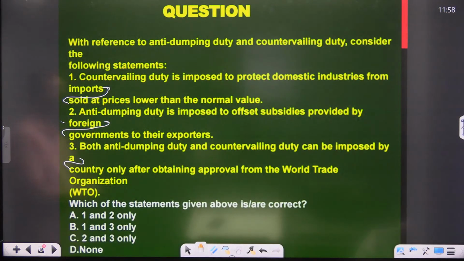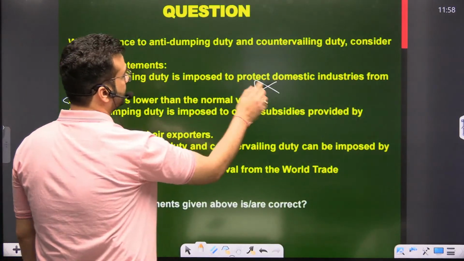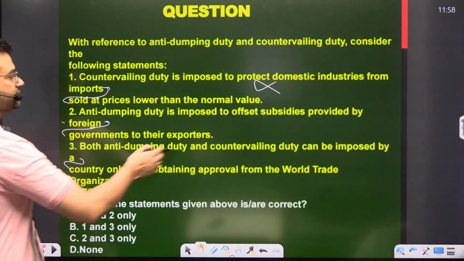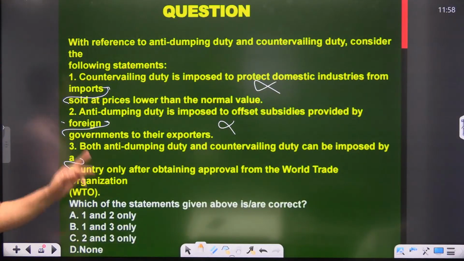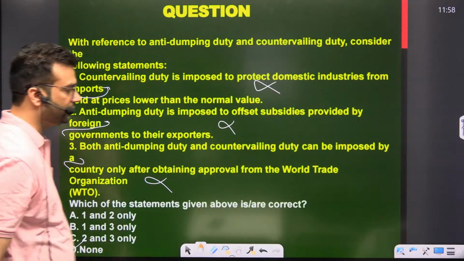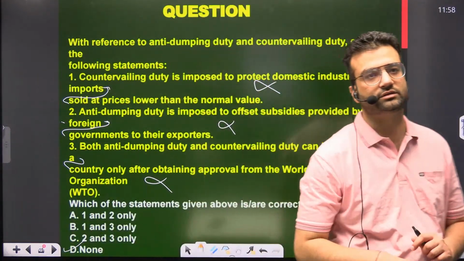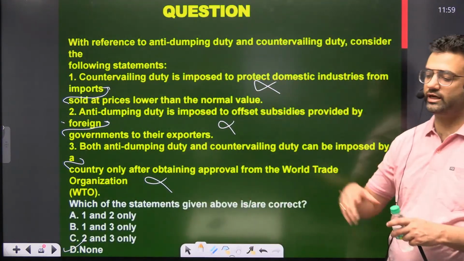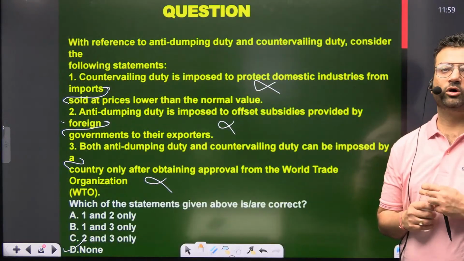Countervailing duties imposed to protect domestic industries from goods sold at lower price than normal value. No, this is wrong, this is anti-dumping duty. Anti-dumping duty is imposed to offset subsidies provided by foreign government. This is wrong, this is written reverse actually. Both anti-dumping duty and countervailing duty can be imposed by a country only after obtaining approval from WTO. No relation of WTO as such in that. So the correct answer is none. D is the correct answer of this question. This is reversed actually. Is it clear to all?